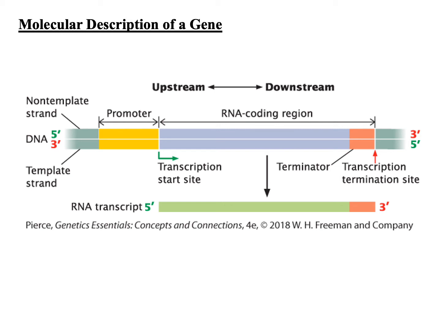And what happens during transcription, just like with replication, is synthesis always occurs in the 5' to 3' direction. So the very first nucleotide synthesized in transcription is the one on the left side of the RNA transcript where the 5' end is. And the last nucleotide is at the opposite end on the right-hand side of the RNA transcript, also referred to as the 3' end.